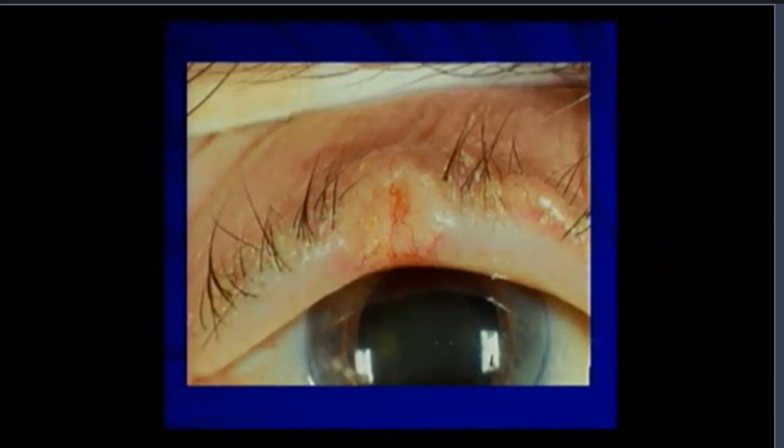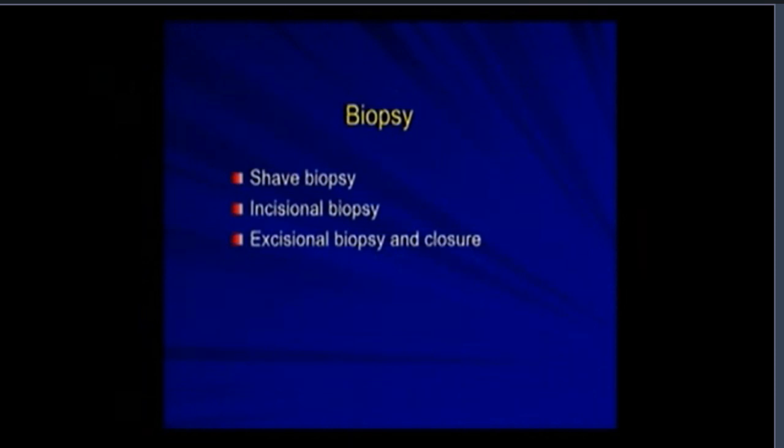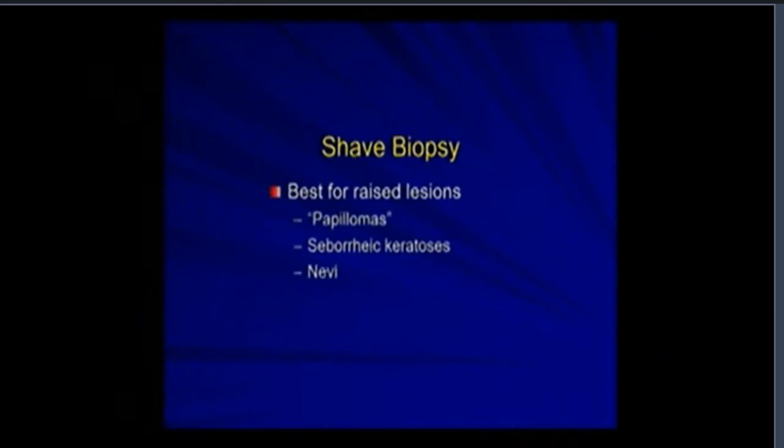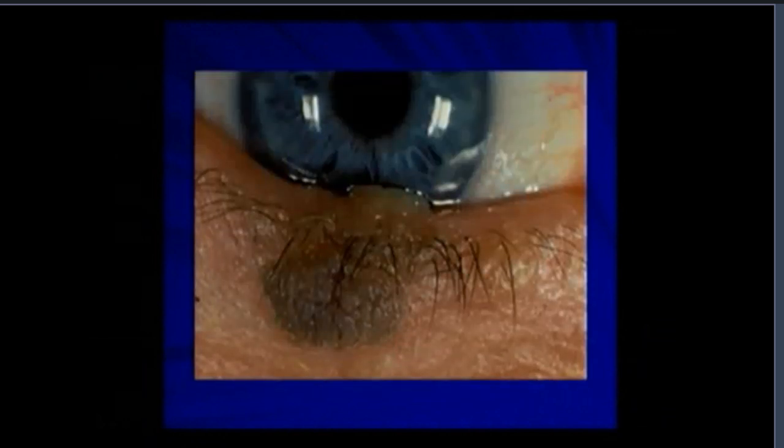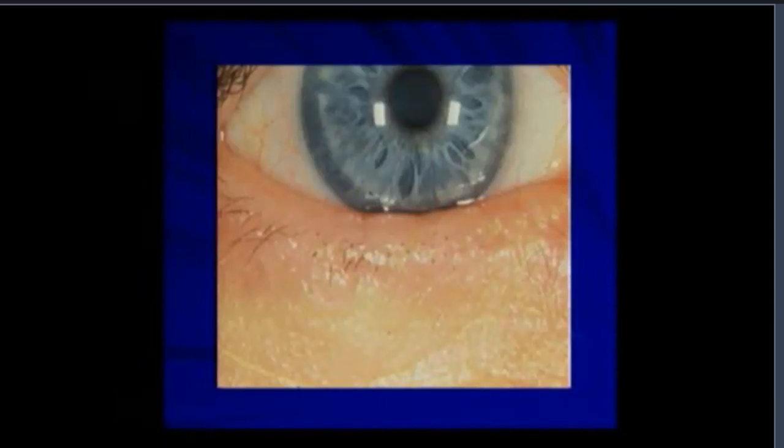This could most likely be a basal cell carcinoma, so you can do a biopsy for this one to confirm your diagnosis. A biopsy can be either a shave biopsy, incisional biopsy, or excisional biopsy and closure whenever possible. Shave biopsy is very good for papillomatous lesions, seborrheic keratosis, or nevi, and this is a good example for it. You just shave it and then let it heal by granulation. This is also a papillomatous lesion, and you just excise it. This is, again, a nevus, and you can just excise it.